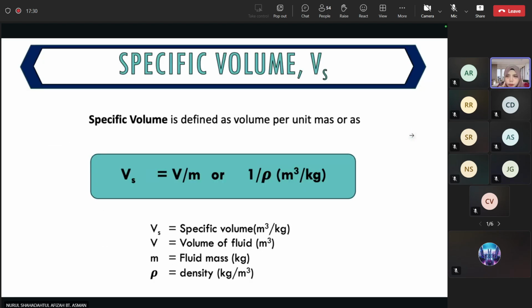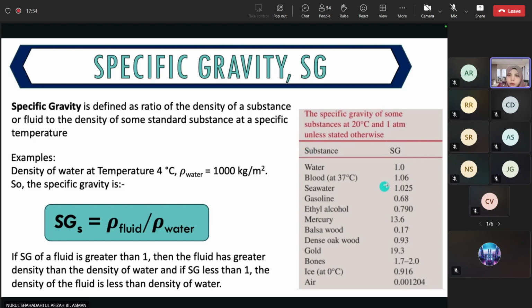Next is specific volume. Specific volume is defined as volume per unit mass. The formula is specific volume equals the volume of fluid divided by the mass of fluid, which also equals 1 over density. Different types of fluid have different specific gravity. You can see the values here, for example water has a specific gravity of 1. This is the table of different types of fluid.